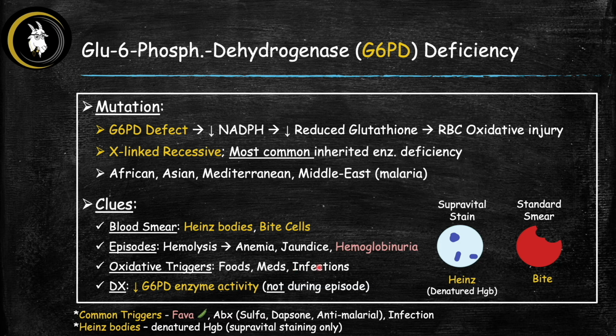And then finally, infections, and that's because a consequence of infection is activation of the immune system, which is going to lead to release of reactive oxygen species, which can harm these defenseless red blood cells.